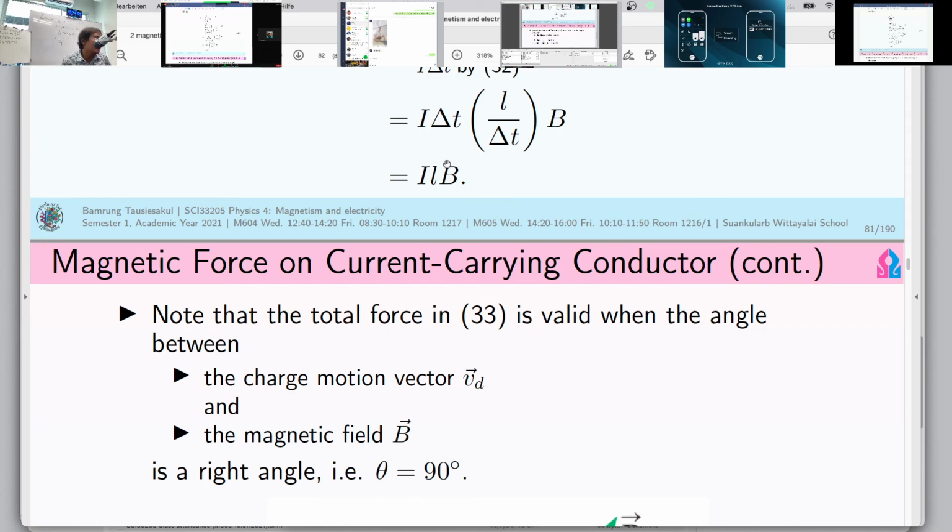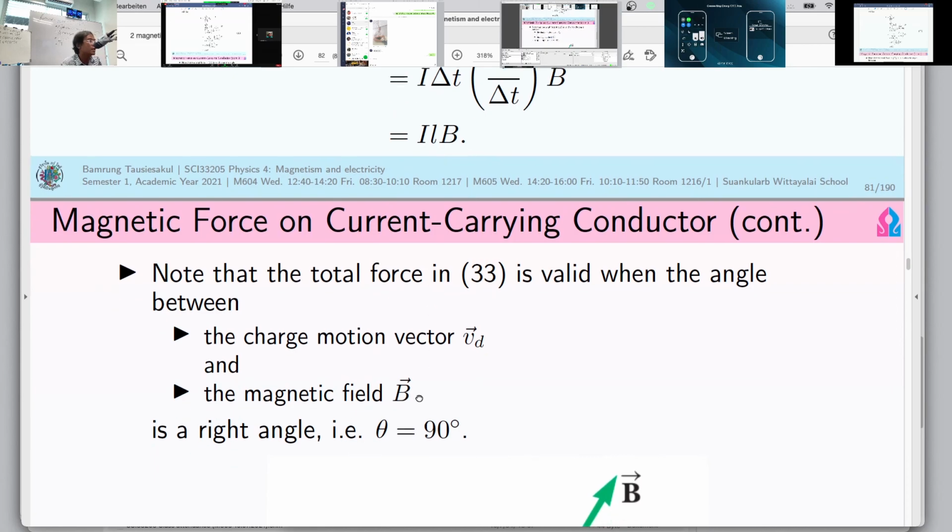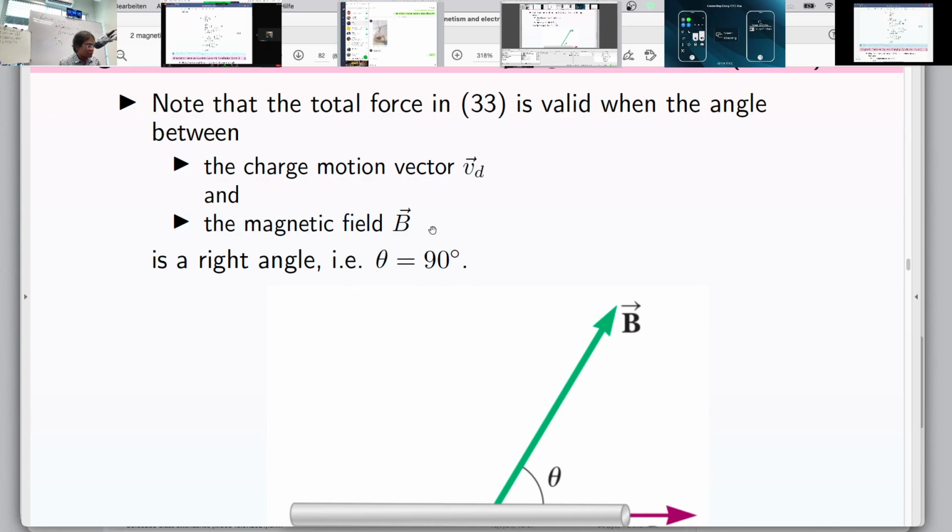What we can infer from this expression is that it doesn't depend on the cross-sectional area of that conductor at all. It doesn't depend on the total amount of charge at all. It doesn't depend on delta T. There is no relation to delta T at all. It just depends on I, L and B. So now we move to the next page.